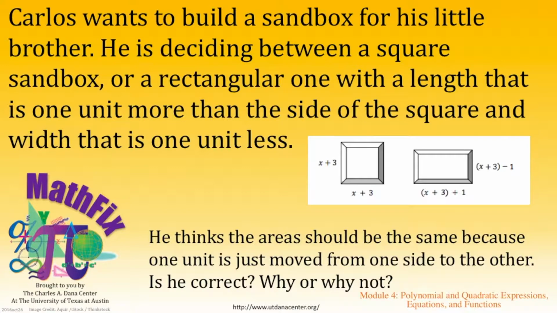Students are asked to help Carlos decide between building a square or a rectangular sandbox for his little brother given certain parameters. Carlos thinks that if he builds his rectangular sandbox with a length that is one more than the side of the square and with a width that is one less, the areas will be the same. Students must help Carlos figure out if he is correct and explain why or why not. So, is he correct? Let's find out.